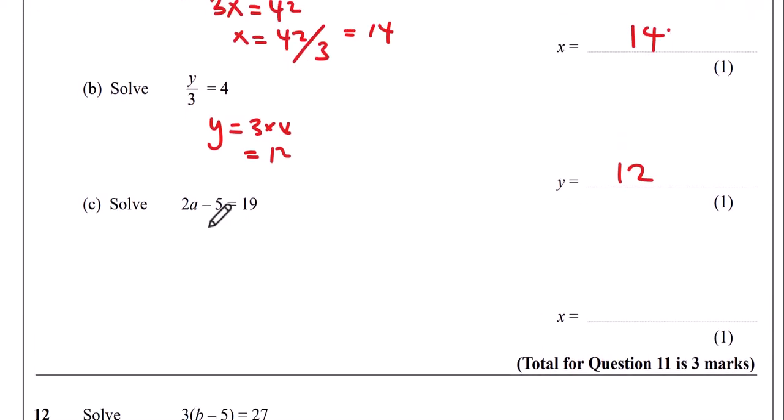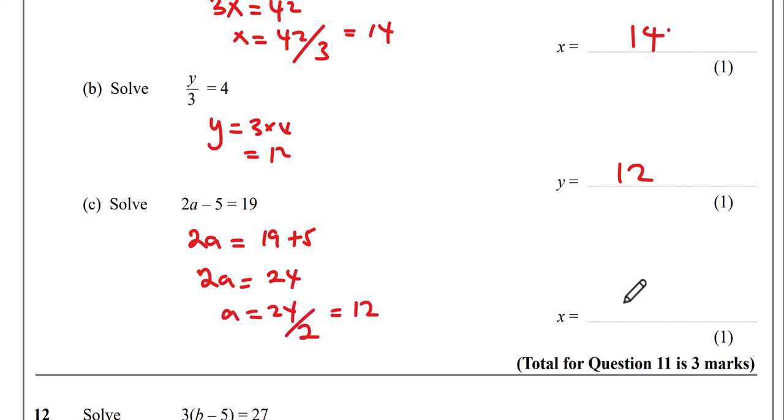And again for this, you're going to add 5 on both sides. So 2a is going to be 19 plus 5. That's 2a equals 19 plus 5 will be 24, yeah. And a will be 24 divided by 2. That's going to be 12 again.